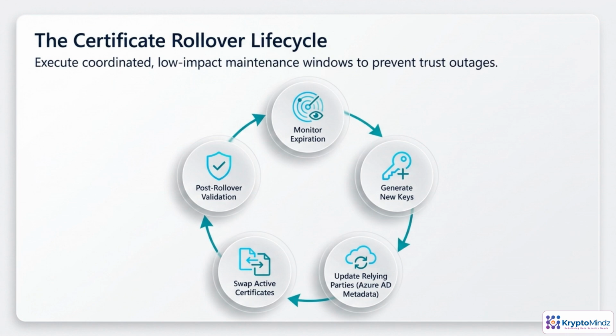Certificate rollover is about avoiding surprise outages. You start by continuously monitoring expiration, so you're planning months ahead, not days. Next, generate new keys and certificates under controlled change windows. Then update all relying parties via ADFS or Azure AD metadata so they trust the new certs. After that, swap the certificates on the actual services and endpoints. And finally, validate end-to-end. Test logons, SSO, and APIs before you retire the old certificates.